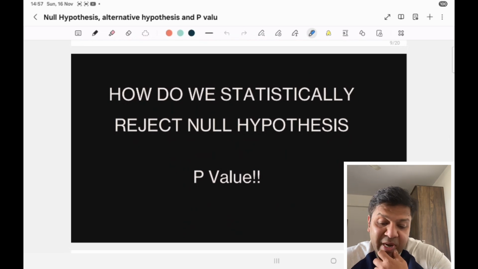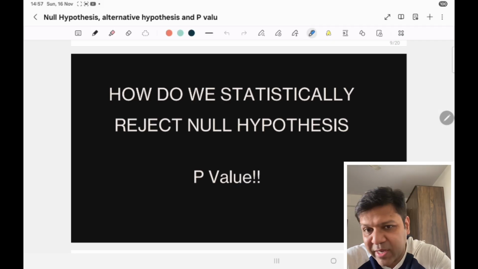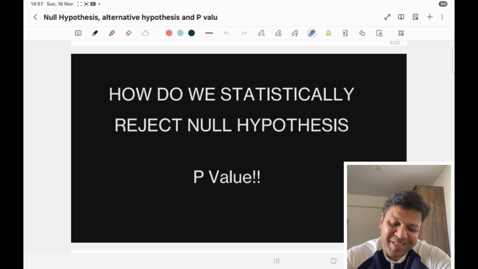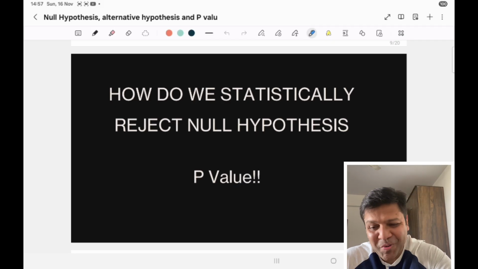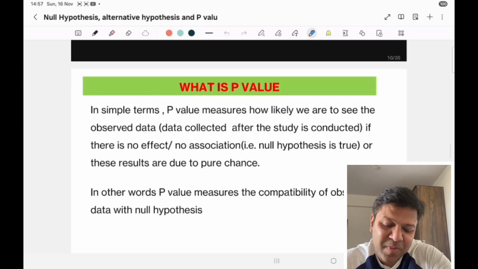So now how do we statistically reject the null hypothesis? We are saying that we want to reject the null hypothesis, but how? So that is where p-value comes in. This is our favorite metric. So confusing, giving goosebumps in the exams, giving goosebumps during the preparation. So we will talk about p-value. Okay, p-value is used to statistically reject the null hypothesis. So let's start. What is p-value?